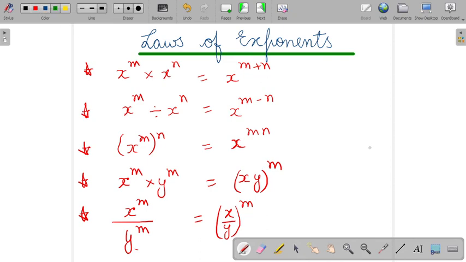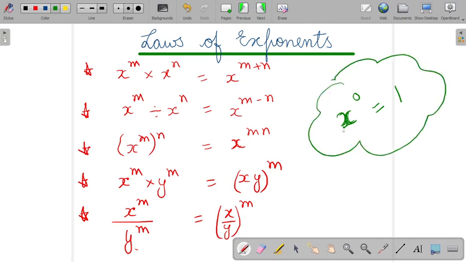There is one more concept which you have to remember. Anything power 0, any integer or any number power 0, is always equal to 1. Anything power 0 is always equal to 1. Let's understand this with one or two examples.